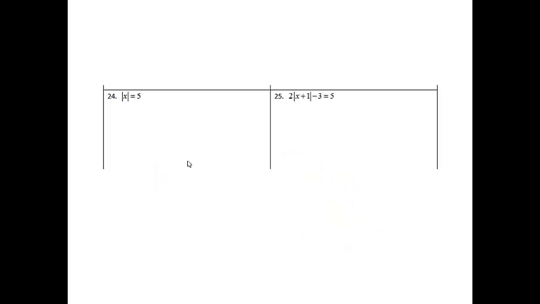Okay, problem 24, absolute value of x equals 5. I know with absolute values, I should expect most of the time to get 2 answers. So if I do this, I'm going to get x equals 5 and x equals negative 5. Simple as that, because the absolute value of negative 5 is 5, and the absolute value of 5 is 5.